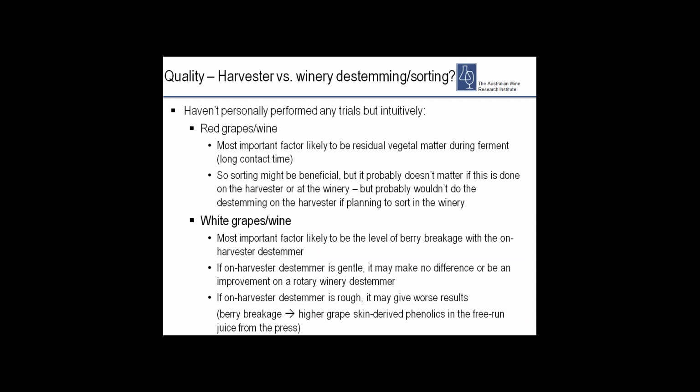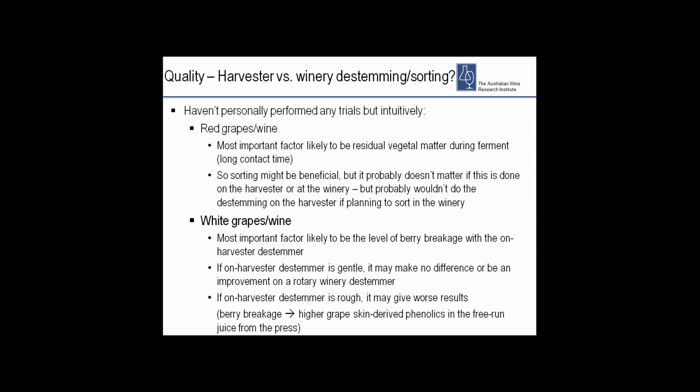So with regards to quality, are you better off destemming and sorting in the winery or on the harvester? Again, it's probably dependent on whether you're making red or white wine. For red wine production, the key factor is probably going to be the residual vegetal matter during fermentation. So it may be advantageous to sort, but it probably doesn't generally matter if this is done on the harvester or in the winery.